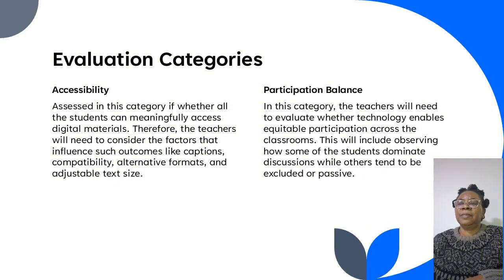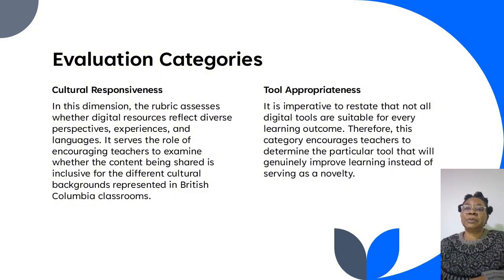text size. Also, in participation balance, teachers will need to evaluate whether technology enables equitable participation across the classroom. This will include observing how some of the students dominate discussion while others tend to be excluded or passive. There is cultural responsiveness. In this dimension, the rubric assesses whether digital resources reflect diverse perspectives, experiences, and languages. It serves the role of encouraging teachers to examine whether the content being shared is inclusive for the different cultural backgrounds represented in British Columbia classrooms.